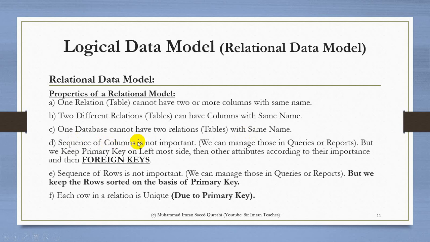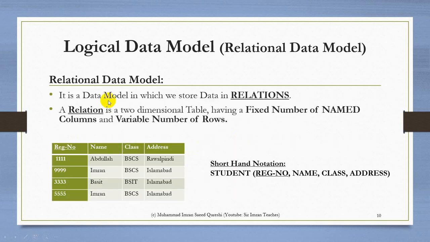Next, sequence of columns is not important. What does that mean? In fact, reg number, name, class, address: the sequence is not important. That means name can come after class, and class can go at the place of name, or address can come in the first place. But normally, what is the practice? We normally keep the primary key on the left hand side. The first column must be the primary key. It is not some standard or rule, but in fact this is the convention that we use.